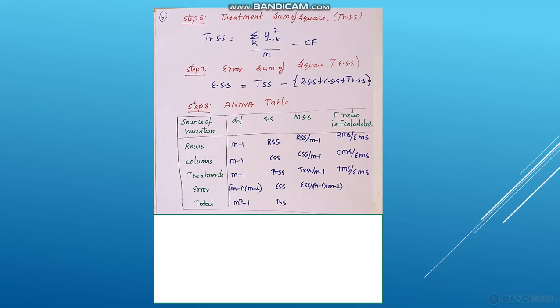The eighth step is you want to form the ANOVA table. In the ANOVA table we will have four variations: the row variation, the column variation, the treatment variation, and the error variation.